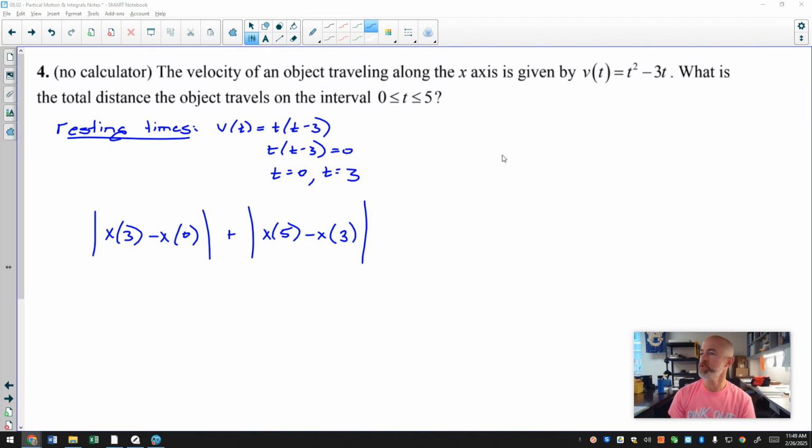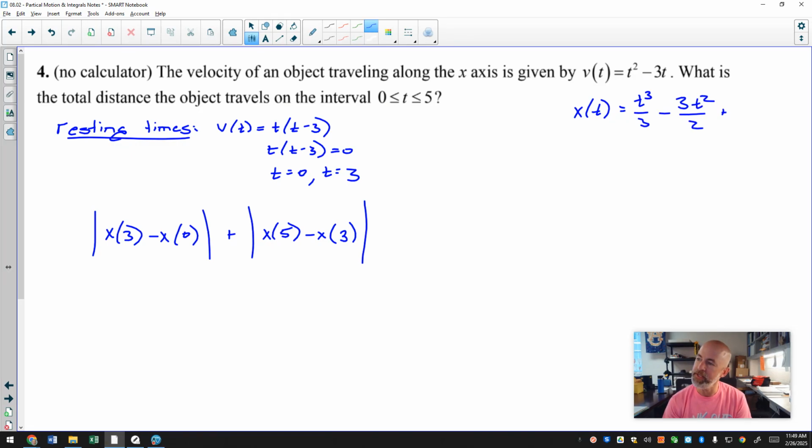Okay, so here's most of the setup for this approach. You find the resting times. When your object is at rest is when your velocity is 0. We already had that. We knew it was 0 and 3. Then we need to find the displacement on each of the intervals. So we're going to go from 0 to 3 and then from 3 to 5. And to do that, we would need to find the antiderivative. So this approach really isn't that much different, because I still need to find the antiderivative.